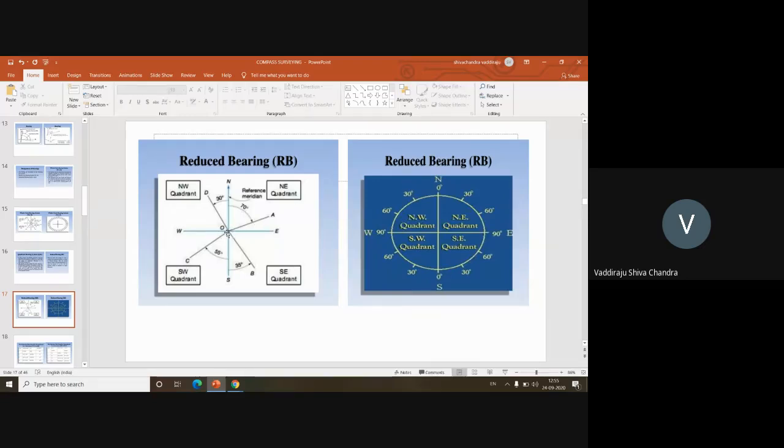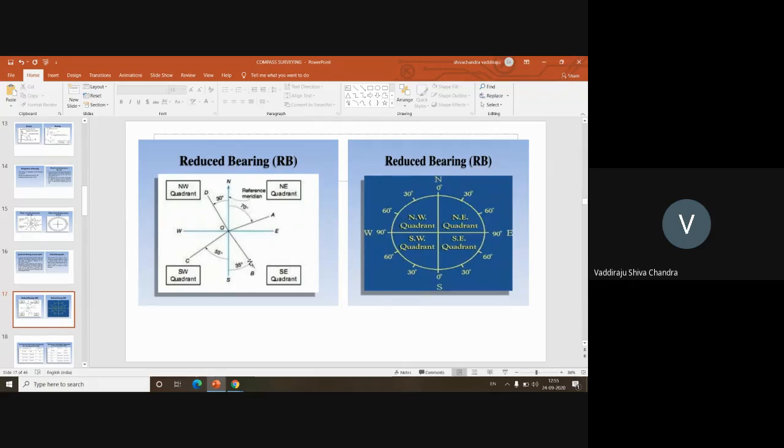So now you see here, there are again 4 survey lines: OA, OB, OC, OD. Any survey line in the first quadrant, the angular value will be the same for WCB, whole circle bearing, or reduced bearing. Here you can see this is 70 degrees from north. So the bearing of line OA is 70 degrees from north.